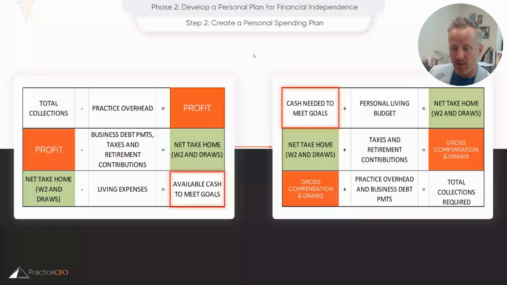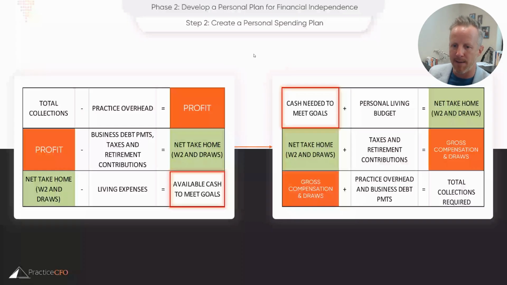How much do you need in order to meet your future financial goals? And then from there, we add what you need to live on today, your personal budget, so your spending. So in the first category, what do you need to set aside for your future self through savings and debt pay down? Debt pay down above your minimum required amount. Then we add what you need to live on today and your basic required debt pay down, of course. We're just going to call this your personal living budget. And that equals the net take home that you need out of your practice.